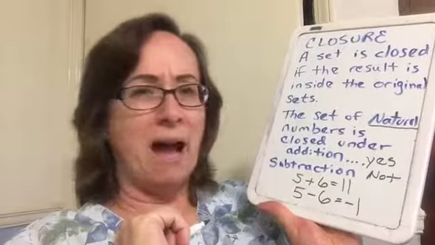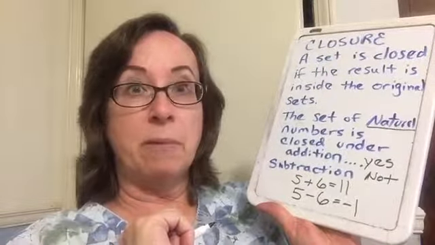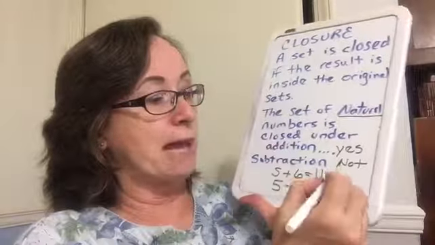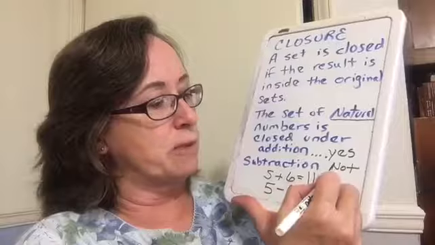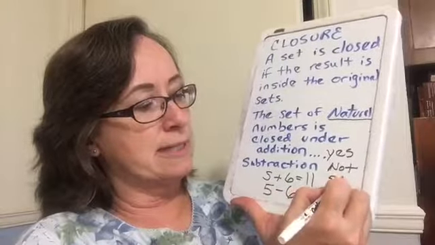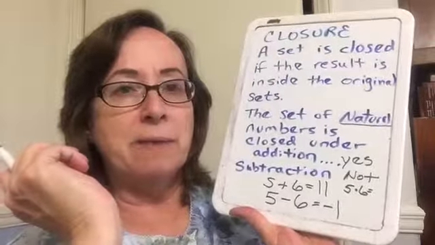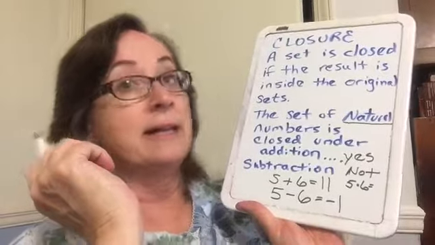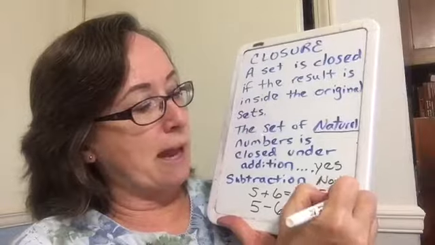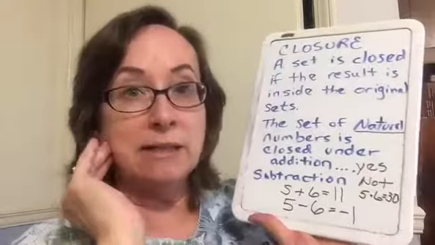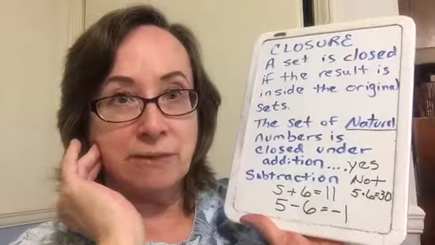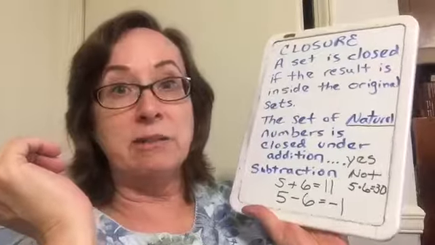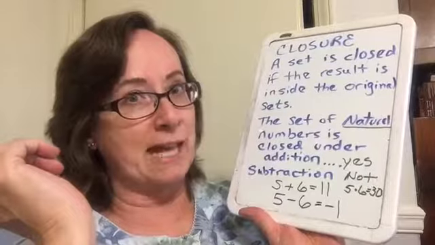Okay, what about closed under multiplication? Well, let's think about it. If I take any two natural numbers, 5 times 6, and I multiply them together, I get 30. Is 30 still a natural number? It is. Now, if you think about it, any two natural numbers will multiply together to give you another natural number. So the natural numbers are closed under multiplication.